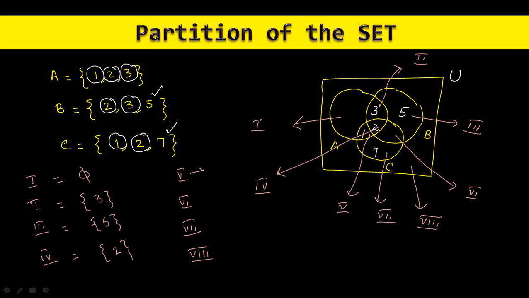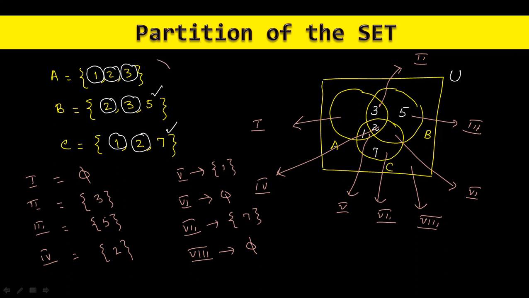And what about partition number 5? Partition number 5 comprises 1 only. And what about partition number 6? It's empty. What about partition number 7? Partition number 7 comprises element number 7. Okay, 8 is outside, this one is empty.